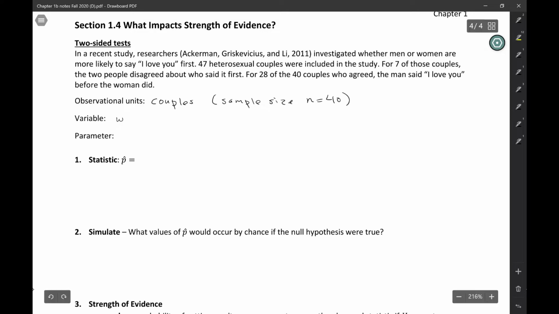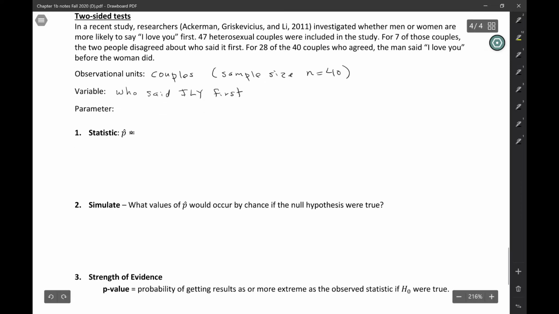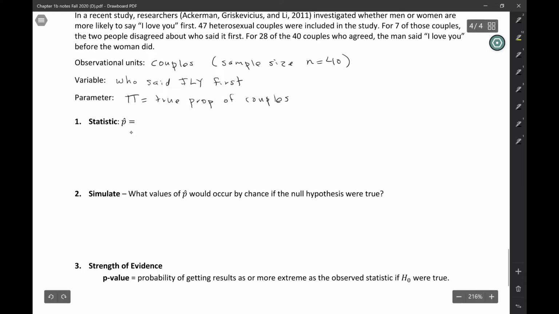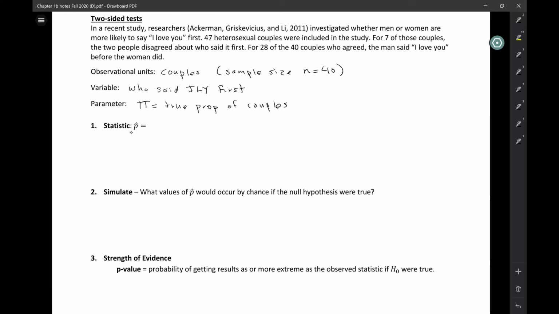The variable that we're measuring is who said I love you first, so the man or the woman in this couple. I'm going to start abbreviating I love you so I don't have to write it a million times. We want to know the long run proportion, or the true proportion. So pi in this case is going to be the true proportion of couples. We'll stick with success defined in terms of men, since that's how it was in the question: the true proportion of couples where the man says I love you first.